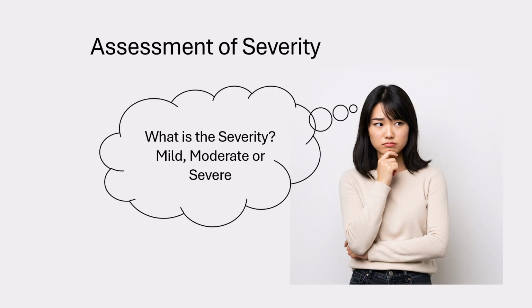So, based on the explanation of what severity is, what is the severity of our case patient? Is it mild, moderate, or severe? Let's work it out together. What is the impact of the problem on the person's lifestyle? The person is currently unable to work and also unable to carry out his hobby of brisk walking.